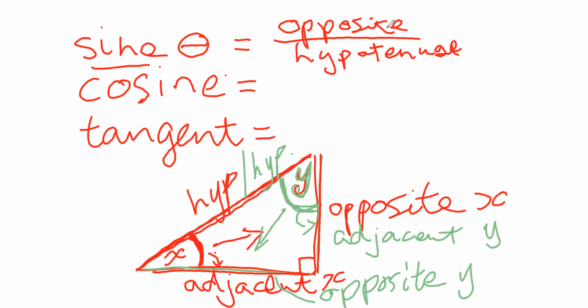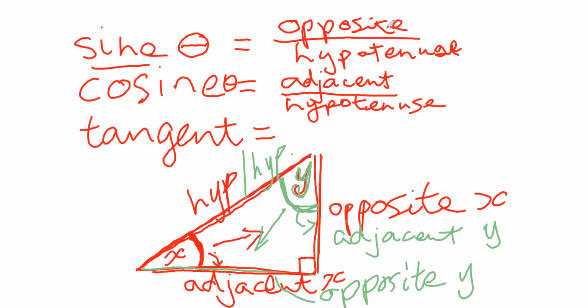Okay, cosine of theta is defined as the adjacent side divided by the hypotenuse. I'll try and write it a bit neater now. There we are. And the tangent of angle theta is defined as the opposite divided by the adjacent length.